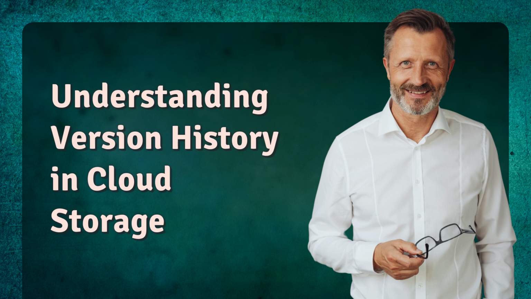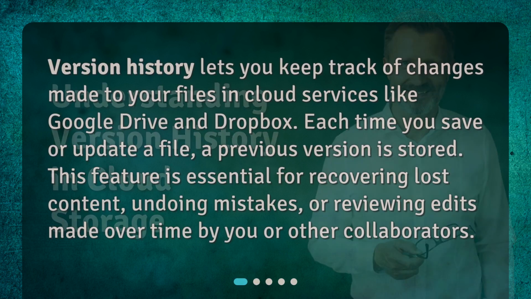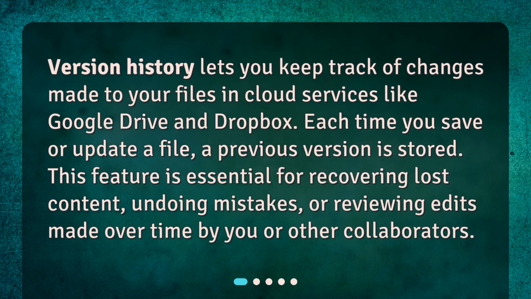Understanding version history in cloud storage. Version history lets you keep track of changes made to your files in cloud services like Google Drive and Dropbox. Each time you save or update a file, a previous version is stored. This feature is essential for recovering lost content, undoing mistakes, or reviewing edits made over time by you or other collaborators.